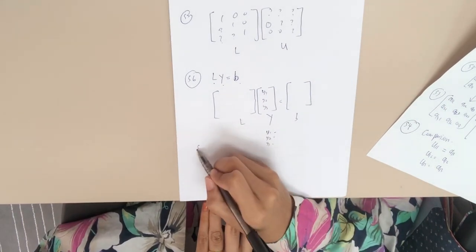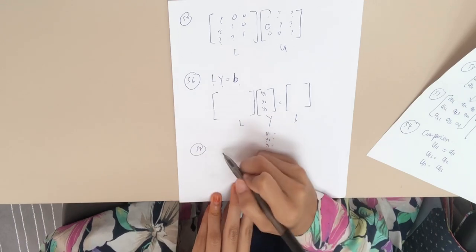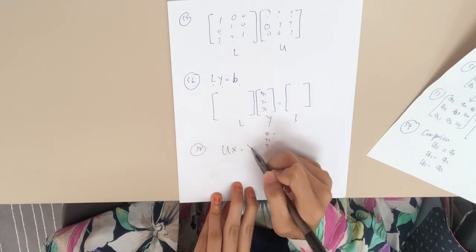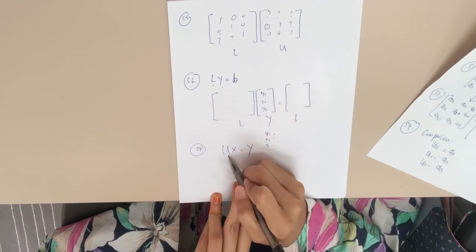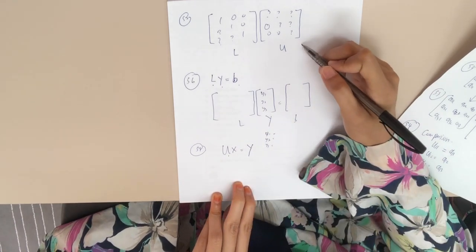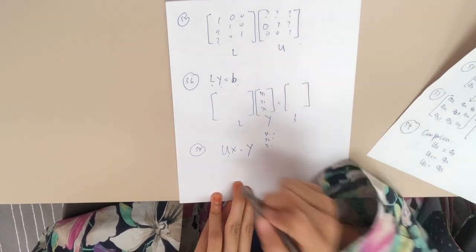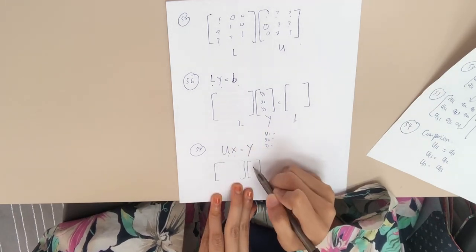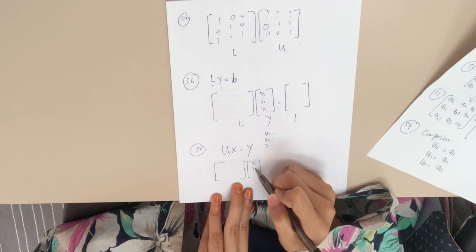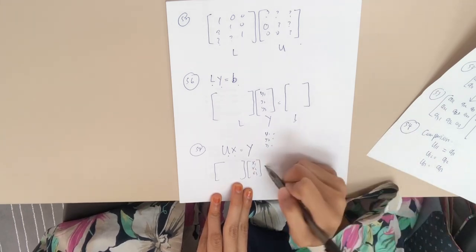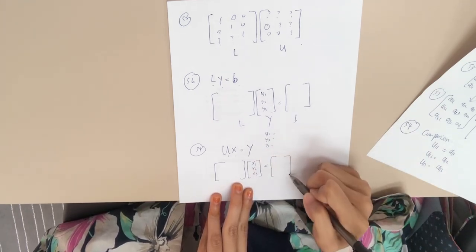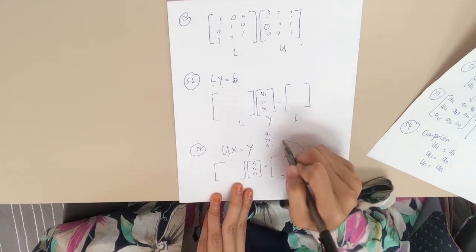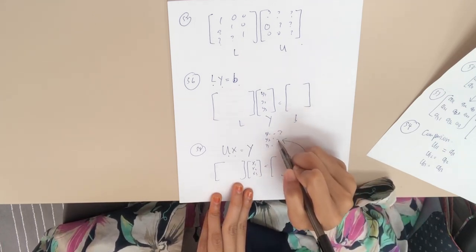Okay, and then the last step, step number 7, is Ux equal to Y. So what is U? U is an upper triangular matrix. What is X? X is a matrix that contains the variables X. And what is Y? Y is the solution that you get from here.